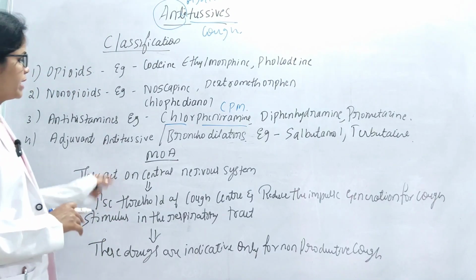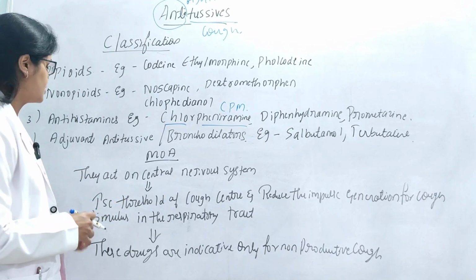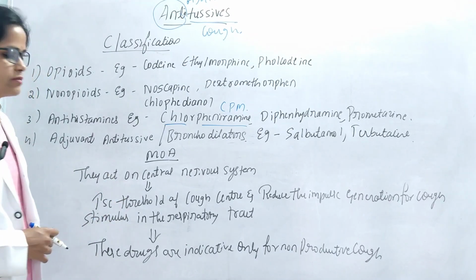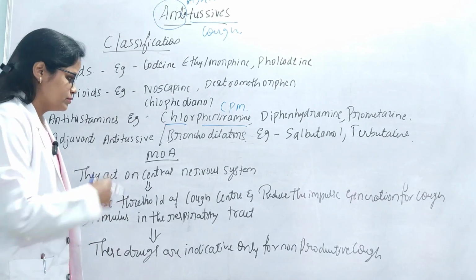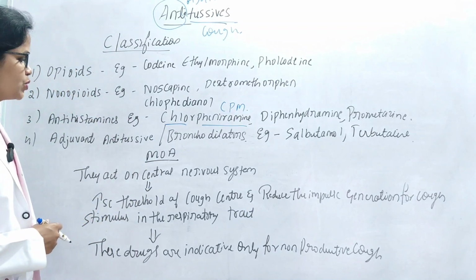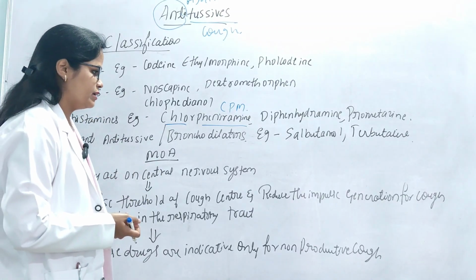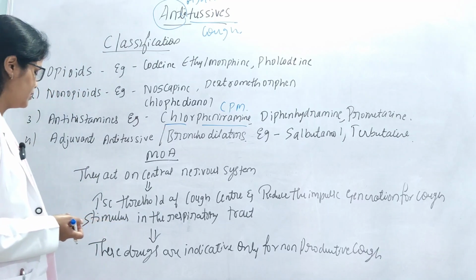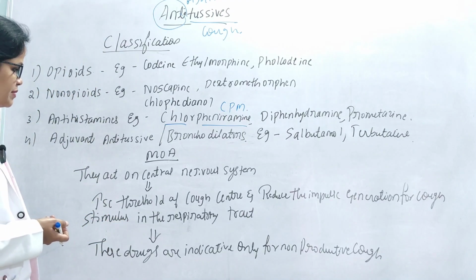And next we'll see the mechanism of action of the antitussives. They act on the central nervous system, which leads to an increase in the threshold of the cough center and reduces the impulse generation for the cough stimulus in the respiratory tract.